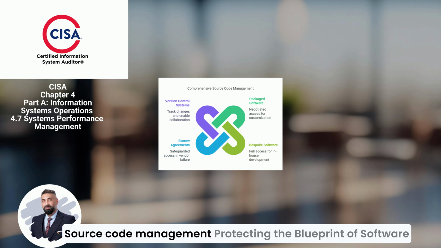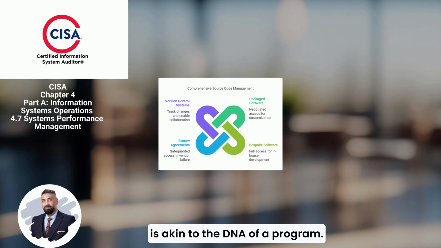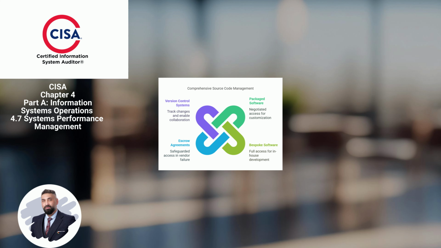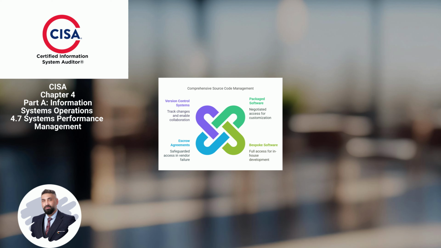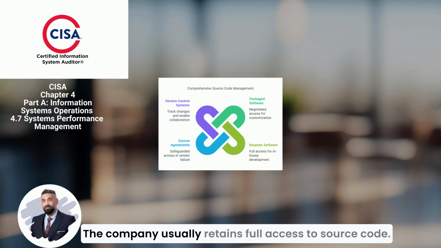7. Source code management, protecting the blueprint of software. When it comes to software, the source code is akin to the DNA of a program. It dictates how it works. For businesses, this precious intellectual property must be rigorously protected. Organizations control access to source code differently based on how the software is used. Packaged software. Sometimes a company might negotiate partial source code access to customize certain features. Bespoke software. For in-house or custom-developed software, the company usually retains full access to source code.